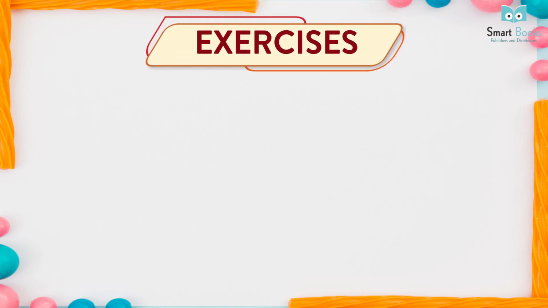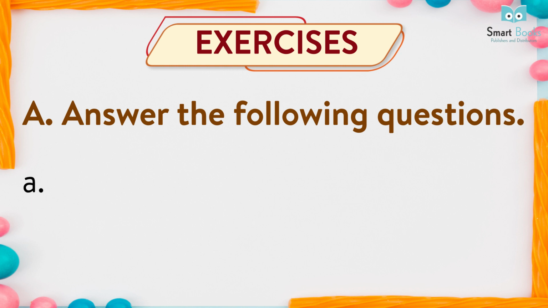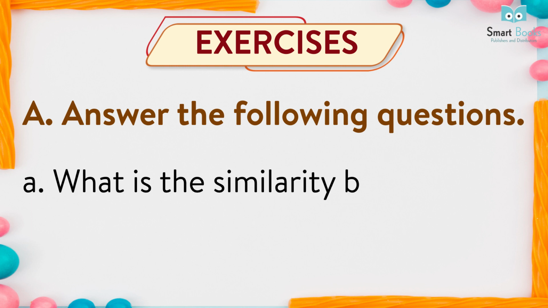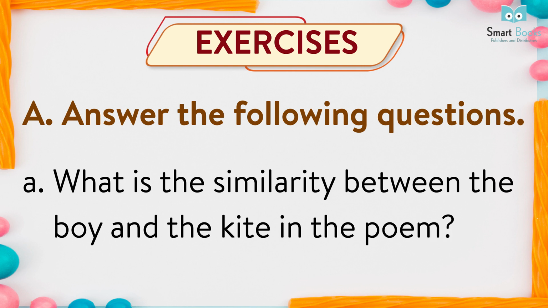Exercises. Answer the following questions. A. What is the similarity between the boy and the kite in the poem? Answer: The boy and the kite are similar in such a way that, like that helpless paper kite, the boy often finds himself stuck in simple arithmetic.